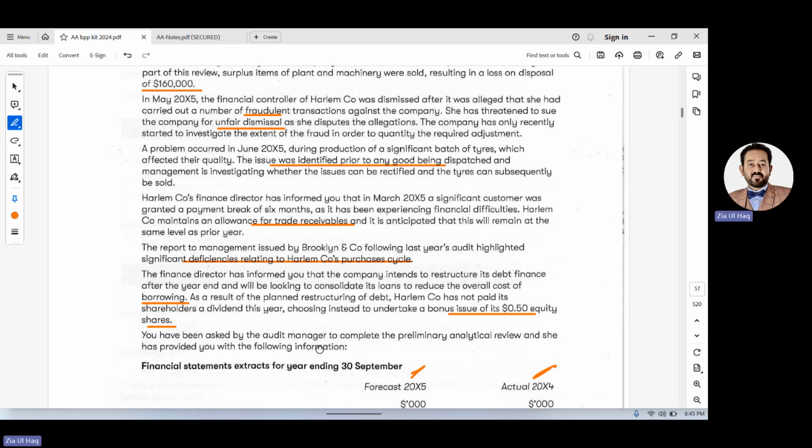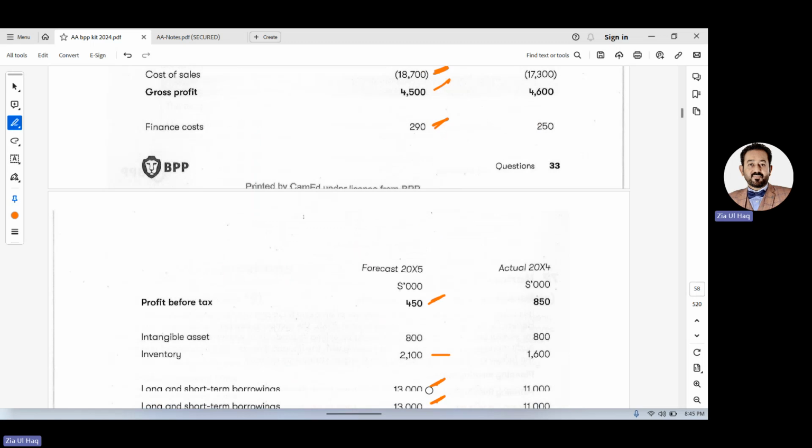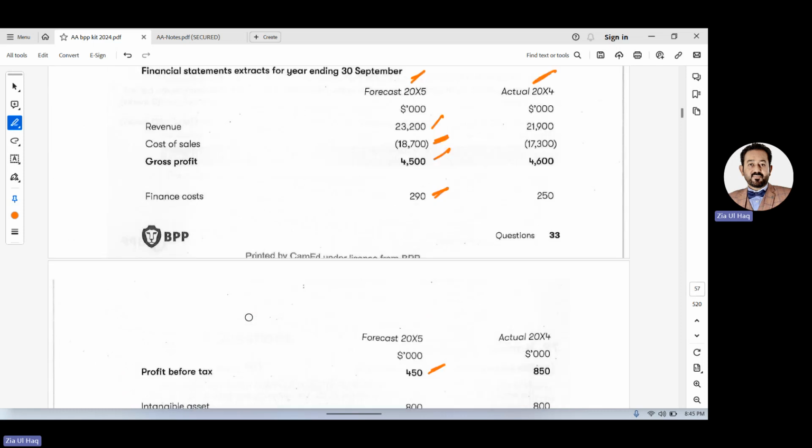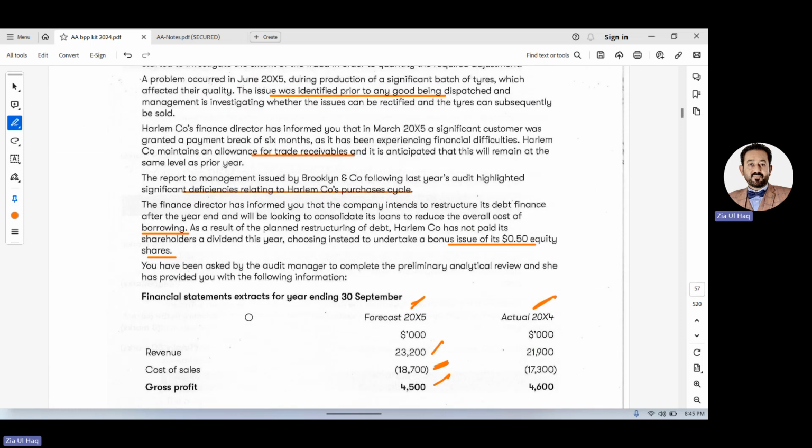You have been asked by the audit manager to complete the preliminary analytical review and have been provided with the following information, that we have performed ratios. There is one more point. The audit assistant has already calculated some key ratios for Harlan Company, which you have confirmed as accurate. She has ascertained that the trade receivable collection period has increased from 38 to 51 days. Debtor days has also increased. We will link this ratio here in this point.